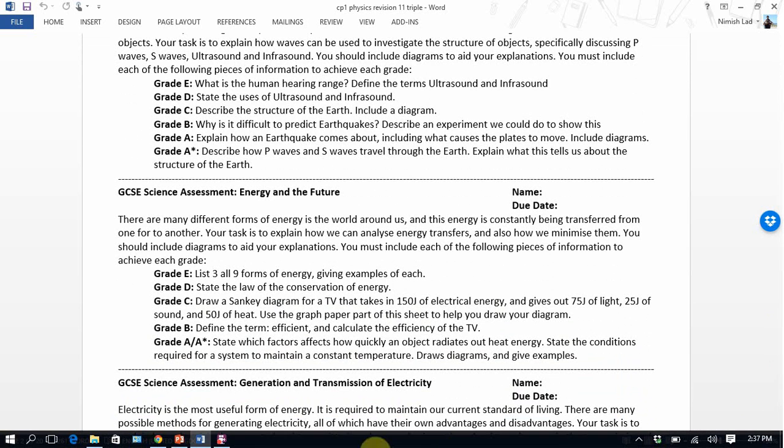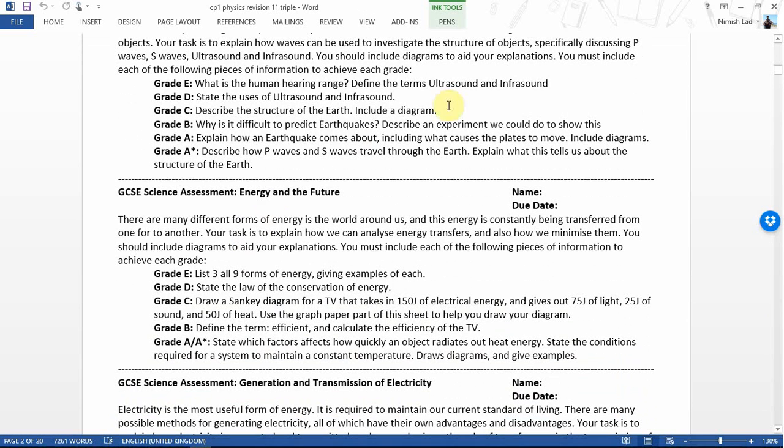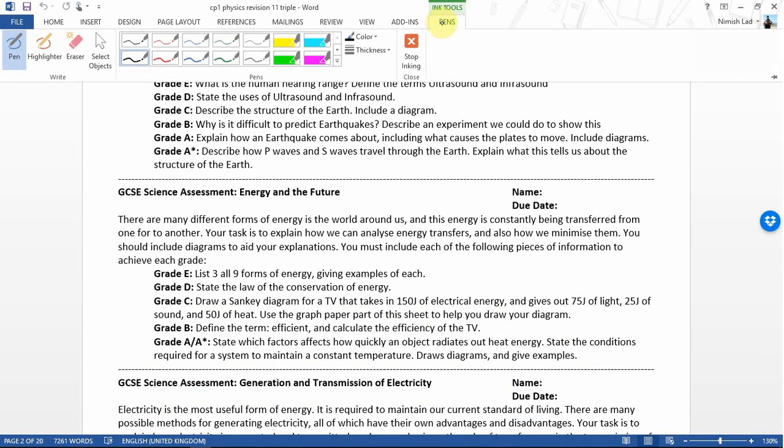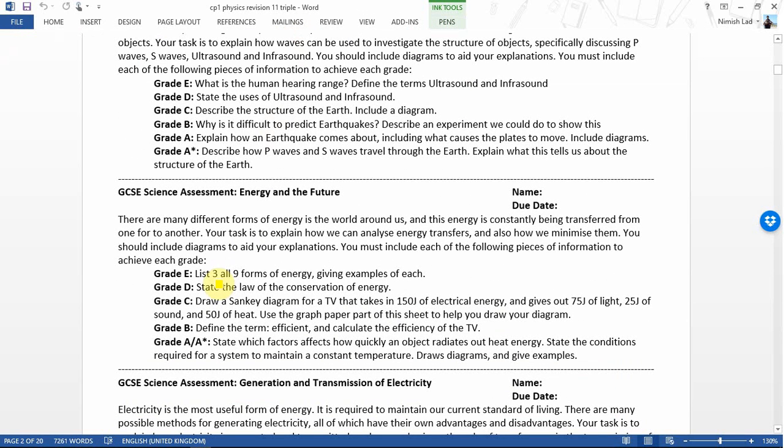Right, so just to quickly show you the areas that you've got to cover as part of the assessment. List all 9 forms of energy, giving examples of each. State the law of conservation of energy. Draw a Sankey diagram for a specific situation, so we'll come back to that once I've been through Sankey diagrams. Define a few terms, efficient, and also you've got to calculate the efficiency of this TV over here.